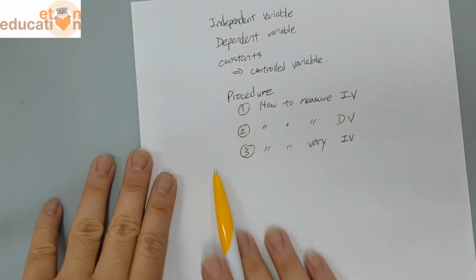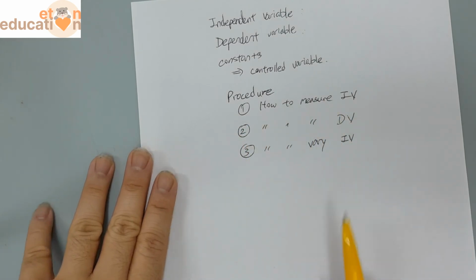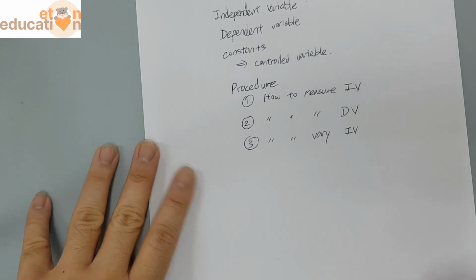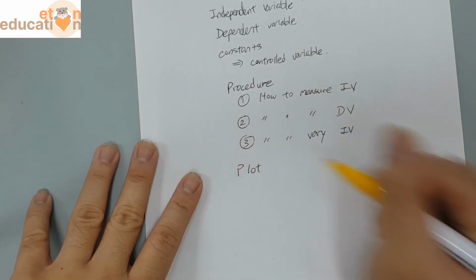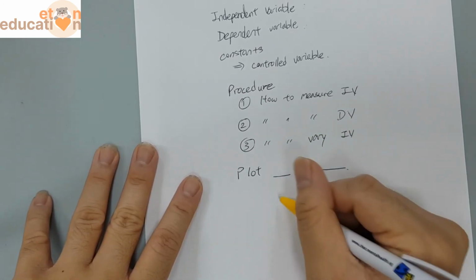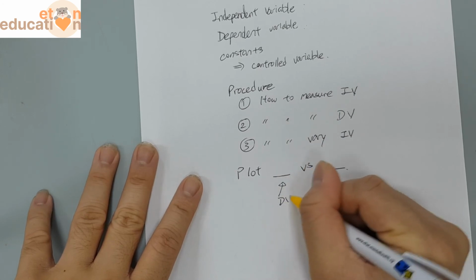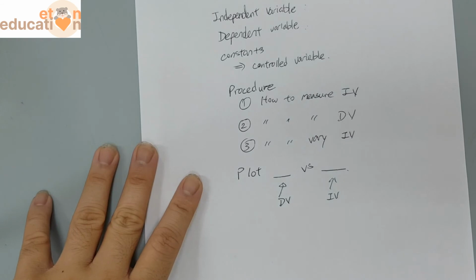After you describe your procedure, usually they will ask you what graph you need to plot. When you plot your graph, make sure you write plot what versus what. This thing is always the dependent variable and this thing is the independent variable.